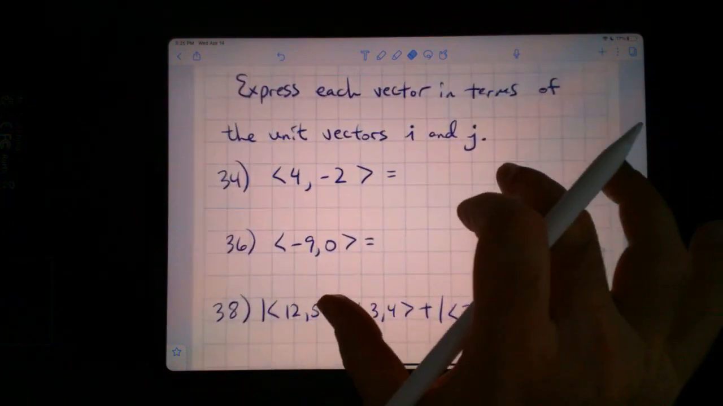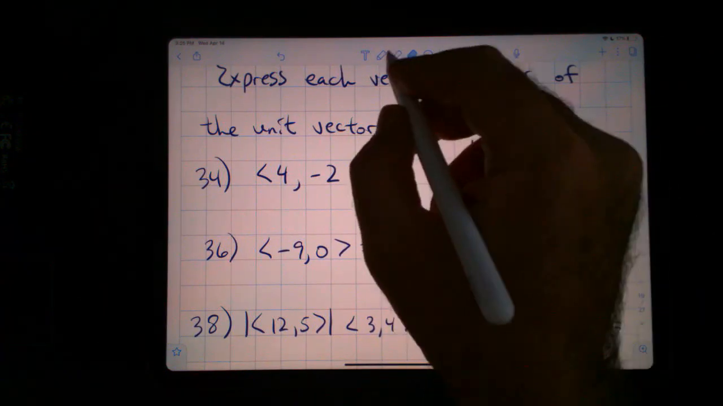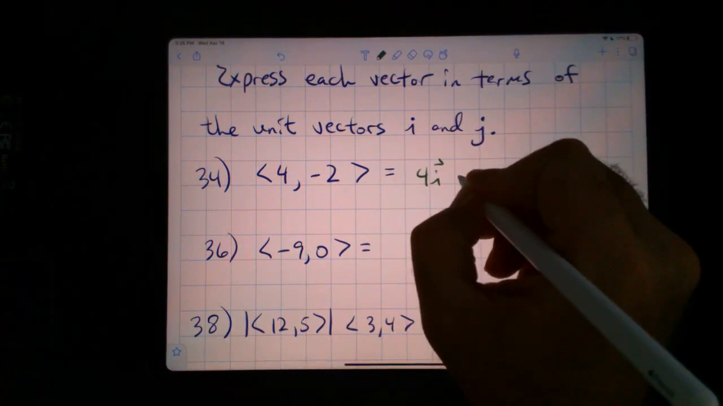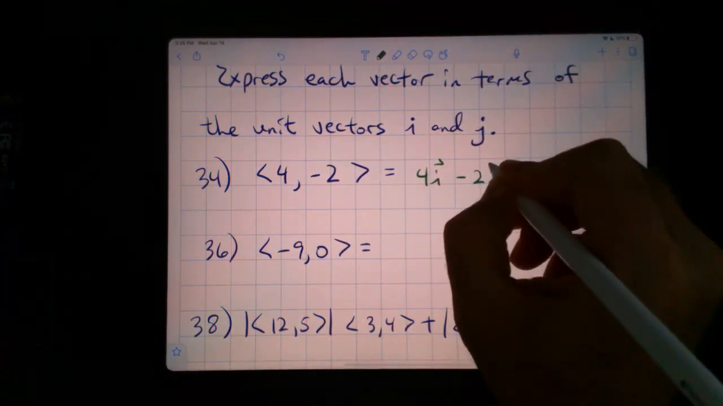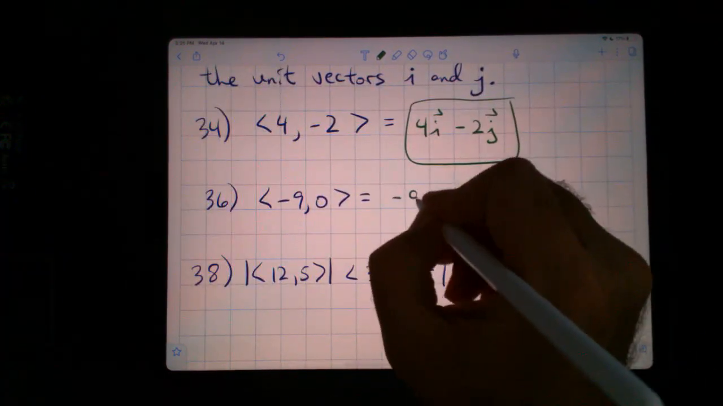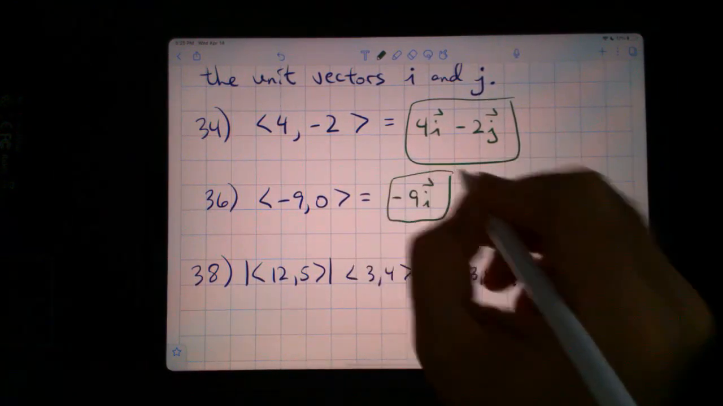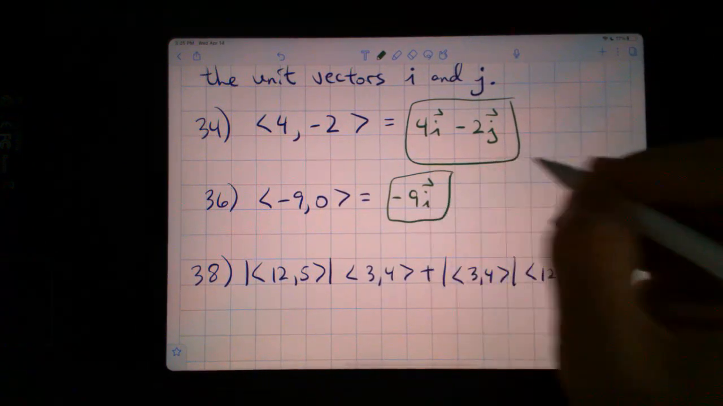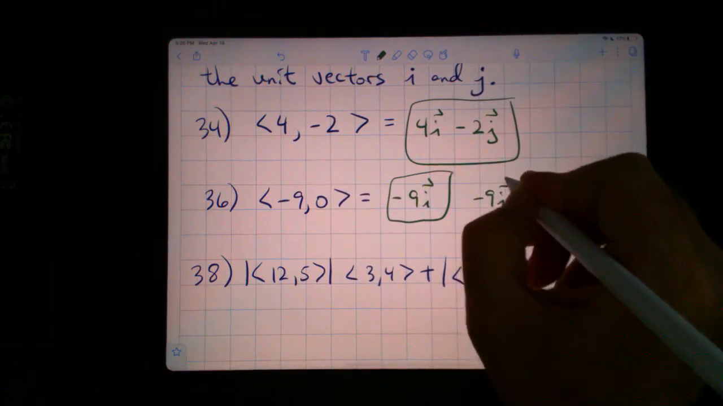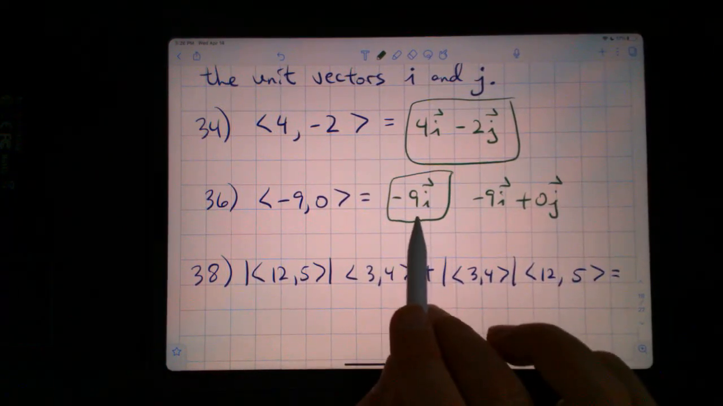Express each vector in terms of the unit vectors i and j. All right, well, this is 4i and then minus 2j. This one is negative 9i, and I'm going to leave it at that. There could be an argument that this would need to be negative 9i plus 0j, but I'm good with just the first one.